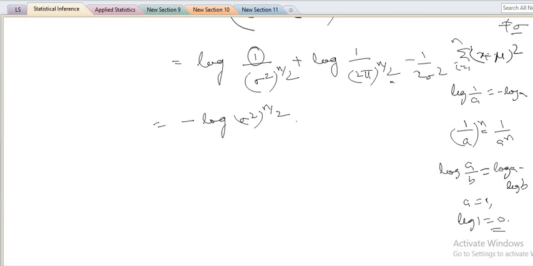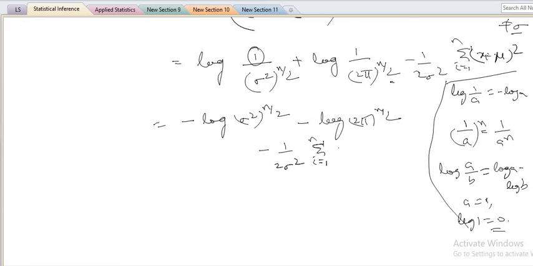In the same way, minus log of (2 pi) whole power n by 2. So this is rough work. So this one, minus 1 by 2 sigma square summation i equals 1 to n of (xi minus mu) whole square. This is log of L of mu comma sigma square.